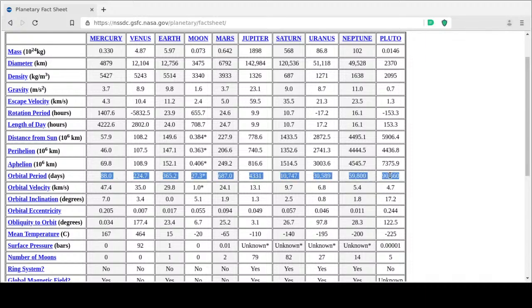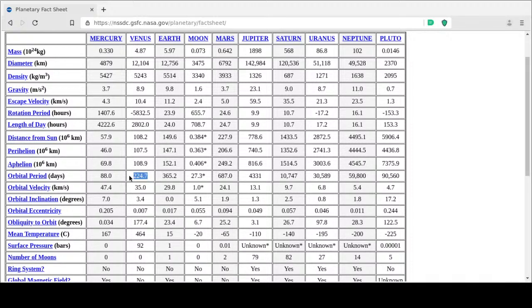That's this row right here. Okay, so orbital period is the time it takes to go around the sun. Now this is measured in Earth days. So it takes Mercury 88 days. If you're just looking at your calendar and you count ahead 88 days, Mercury has gone once around the sun.